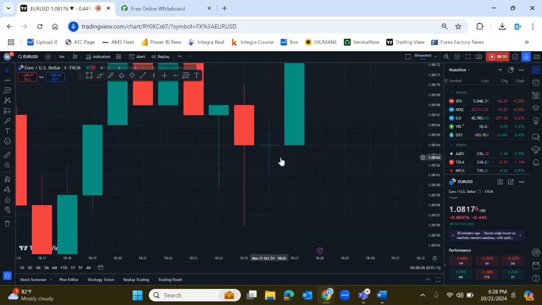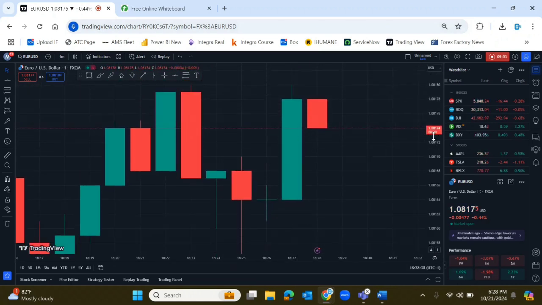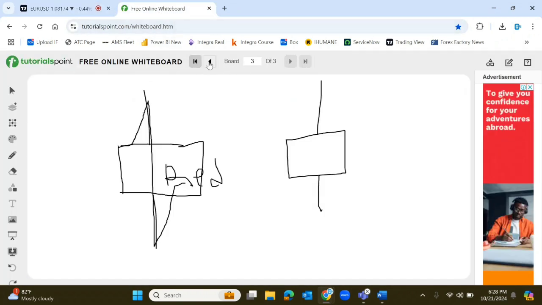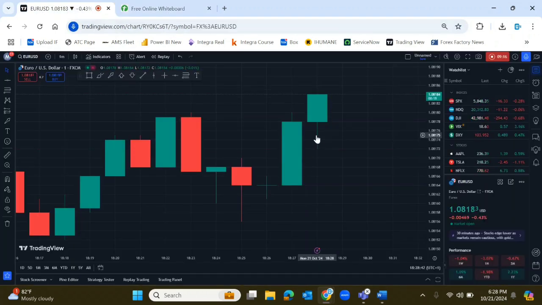So I believe you now have an understanding of what a candlestick is, what a bear candle is, and what a bull candle is. Now, as I just explained, a candlestick records price action. All these candlesticks that you are seeing are only forming a record of what the price is doing in the market.